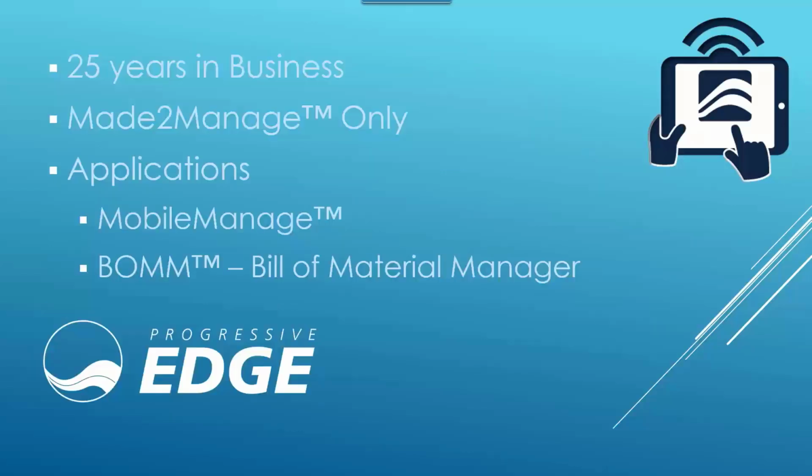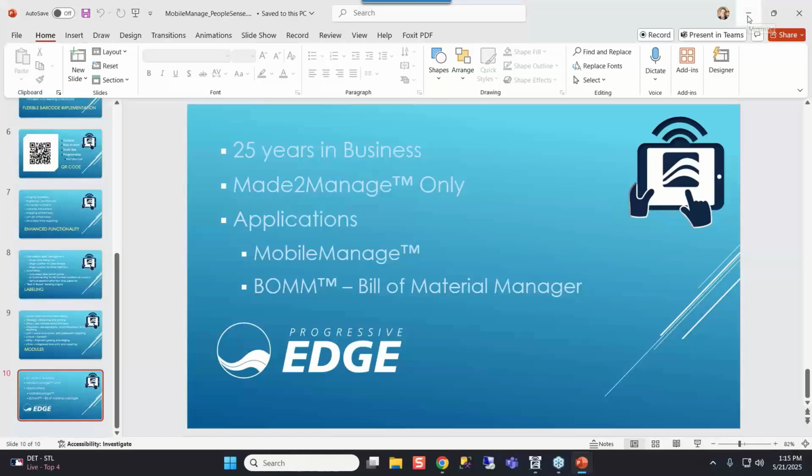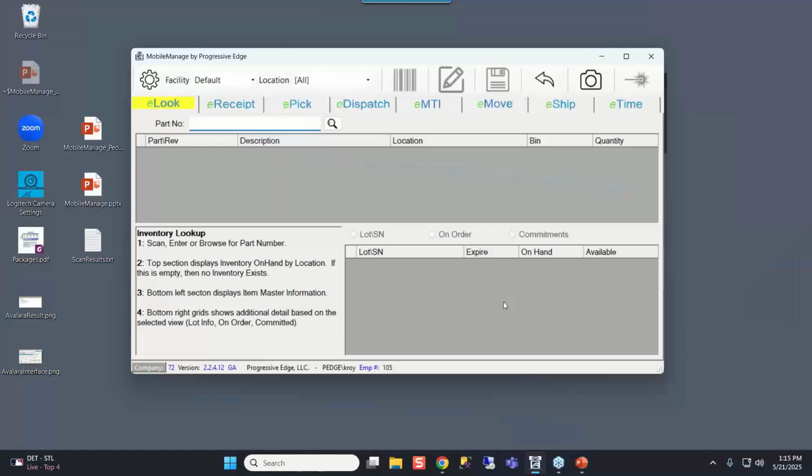So Progressive Edge, 25 years in business. Really, all we do is MobileManage. It keeps us busy. And our applications, we have the MobileManage product here that we'll be taking a look at, and then we have another product that's called the Bill of Material Manager. So that is us in a nutshell, and we'll kind of get into the software here. Jessica, if there's any questions, I'll read them off as I transfer here. And otherwise, we'll get into a little bit of showing you the product.